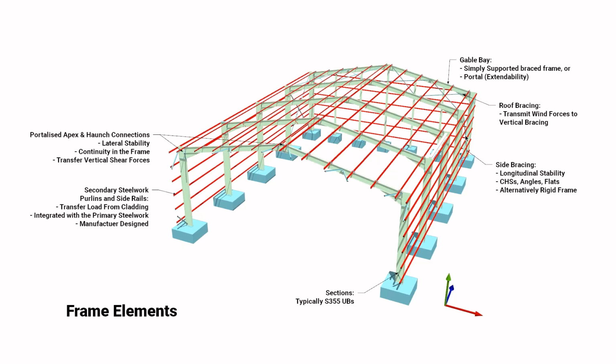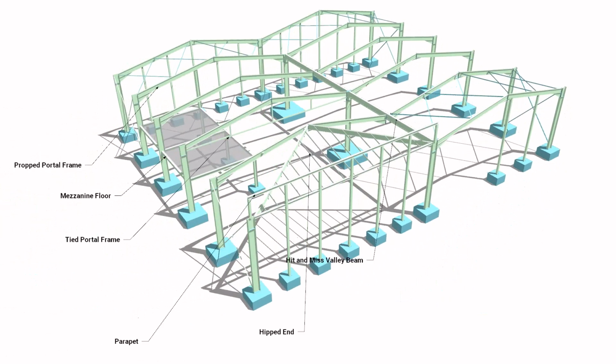I have X bracing using angles shown here throughout, but circular hollow sections are common, and flats, but flats are not normally used for the roof as they sag under their own self-weight about the weak axis. So I'll show you some alternative options here.